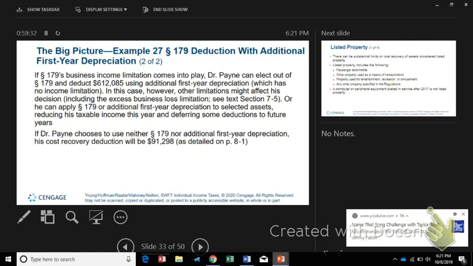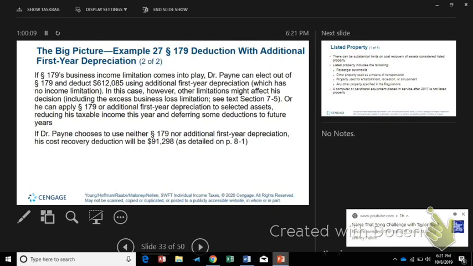So if you don't use Section 179, first year depreciation does not have an income limitation that we were talking about earlier. In this case, however, there's some other limitations that he might want to think about, including excess business loss limitation, which we talked about in chapter 7. Or he could apply the section 179 or additional first year on selected assets. So you could actually go one by one through your different assets to reduce his taxable income and defer different things. So then you really start strategizing with your assets on what you want to do.